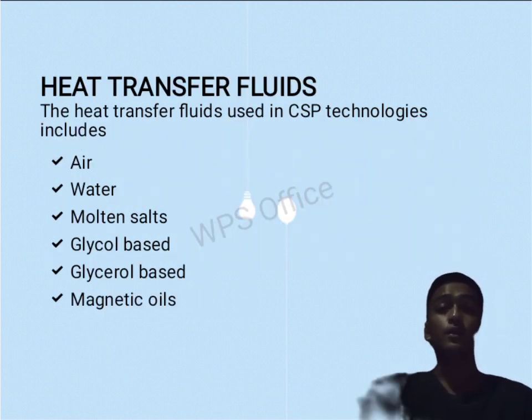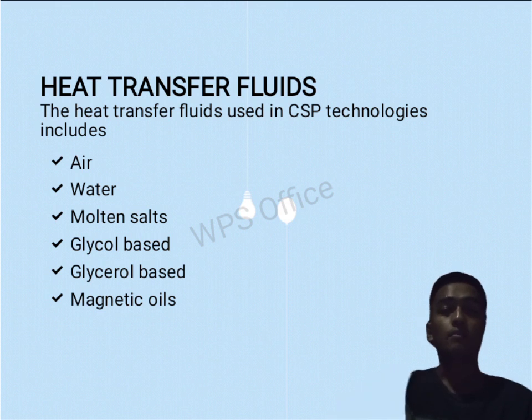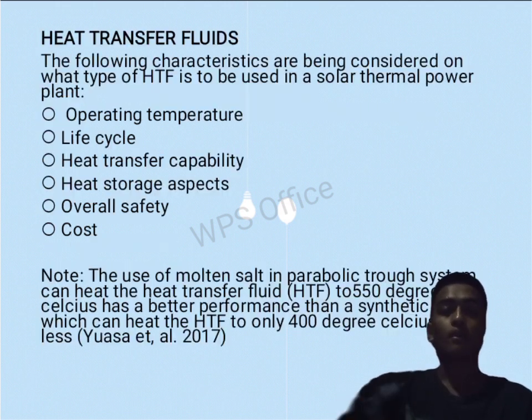The heat transfer fluids used in CSP technology include air, water, molten salts, glycol base, glycerol base, and magnetic oils. The following characteristics are being considered on what type of HTF or heat transfer fluid is to be used in a solar thermal power plant. First one is the operating temperature. Next is the life cycle, heat transfer capability, heat storage aspects, overall safety, and lastly, the cost.